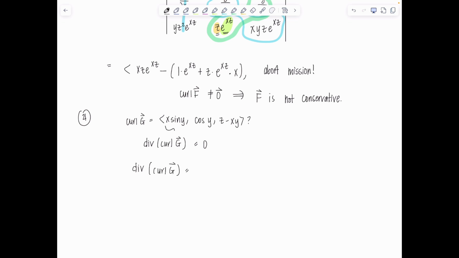So we'll do partial with respect to x. It'll just be sine y plus partial with respect to y, negative, right? I'm thinking as I go. Plus partial with respect to z, just 1, which is not 0. So that means this curl that they gave is a fake curl. There's no G that could yield this curl.